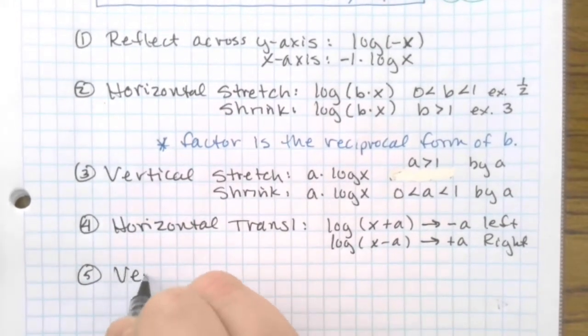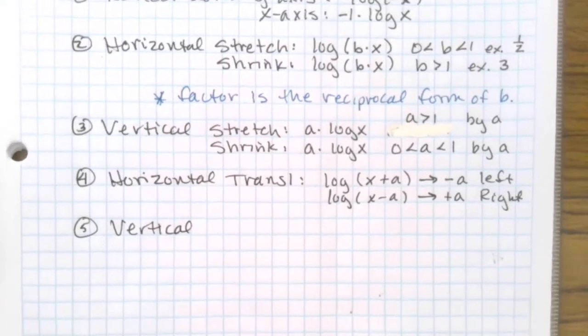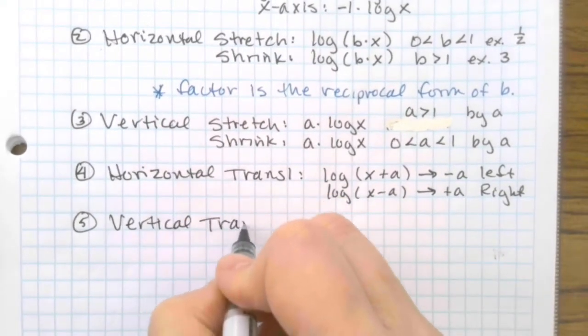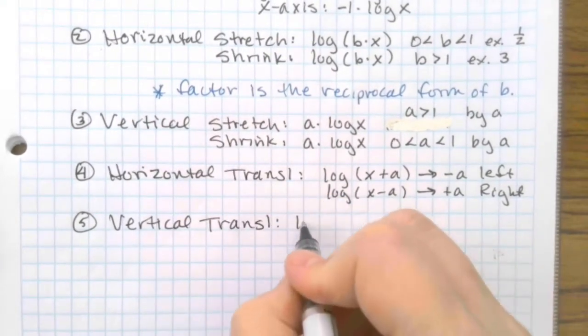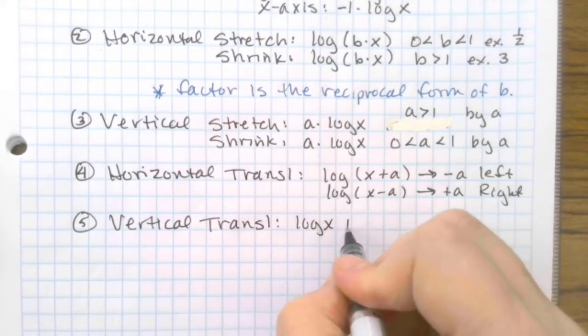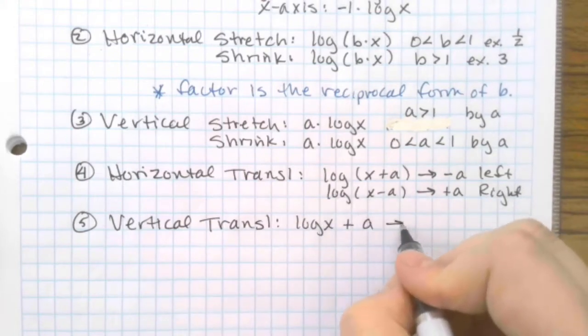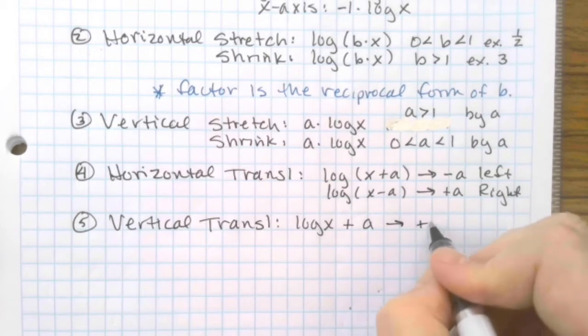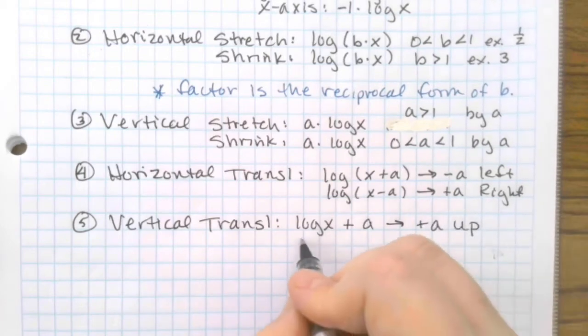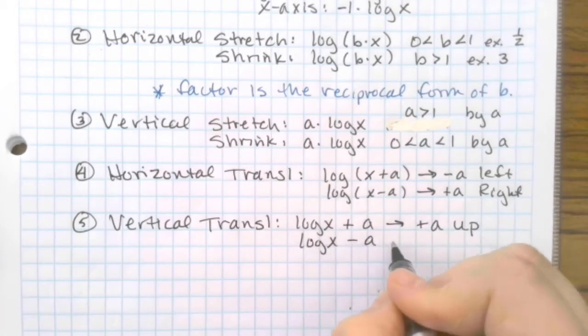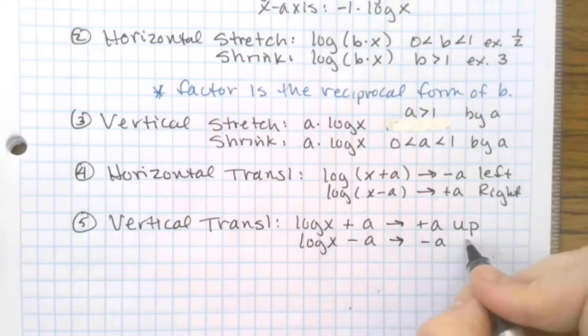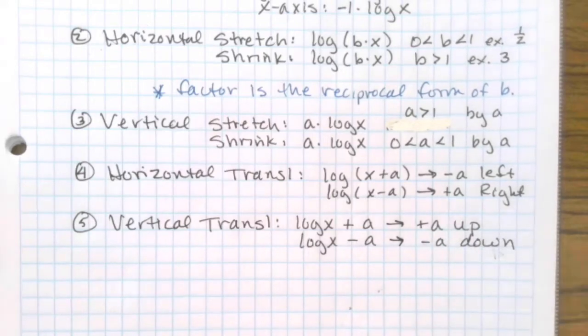So vertical translation. So you have log x plus a number a, that is a translation, positive a up. Log of x minus a is a translation, negative a down. It's what you see is what you get. We love that about verticals. Okay, so those are your basic rules for transformations.